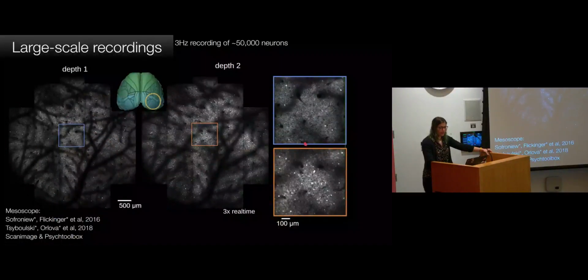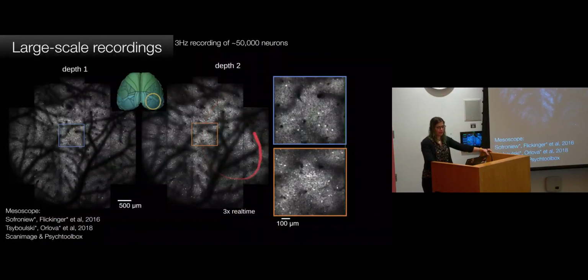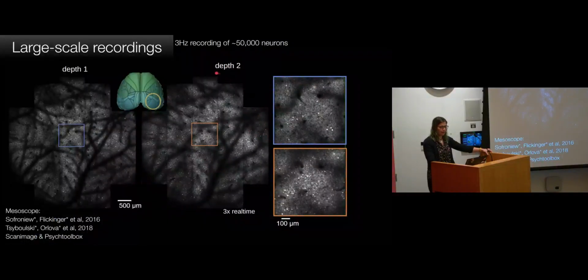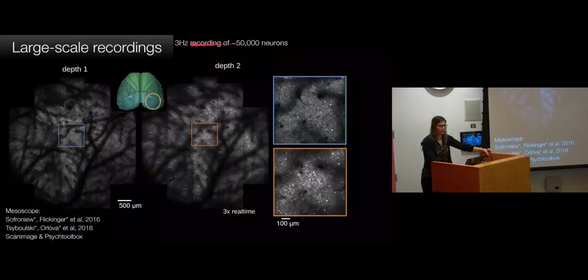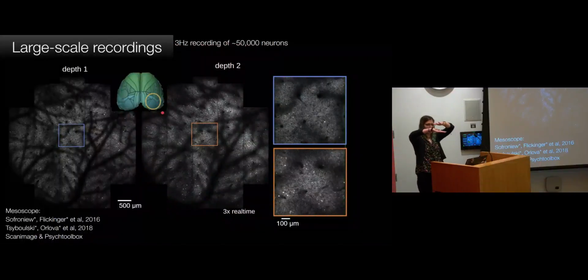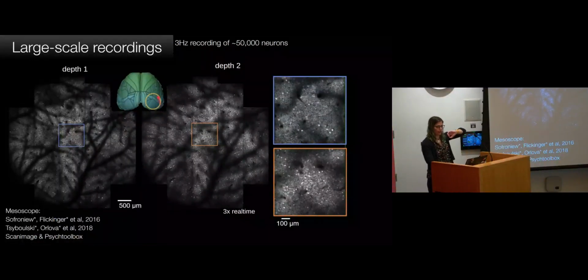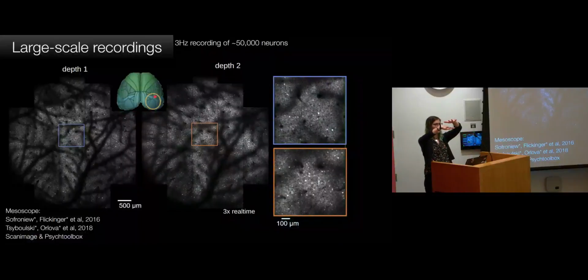And this is the raw data. It hasn't been pre-processed or anything. It's just been motion corrected. So you can see we get really high SNR on this microscope, and we can record around 50,000 neurons at a rate of 3 hertz. These are 2 depths in visual cortex, across visual cortex, that are being captured simultaneously.